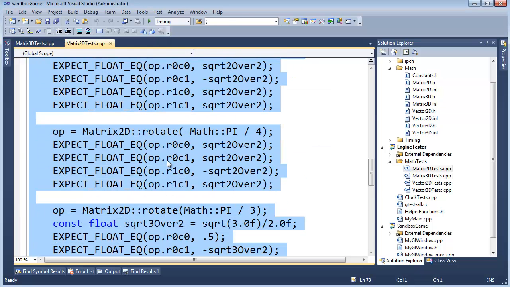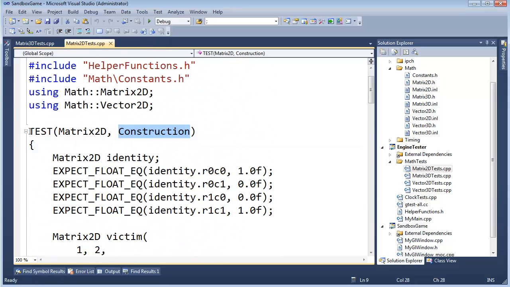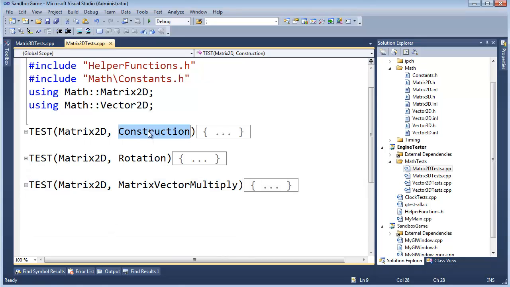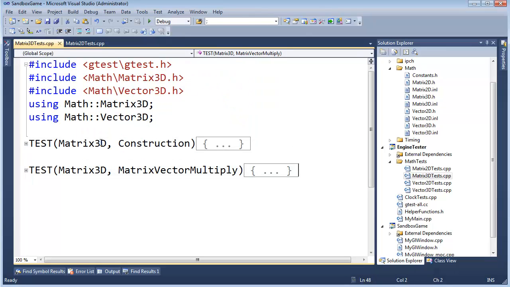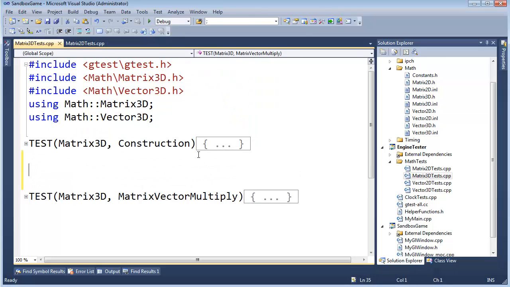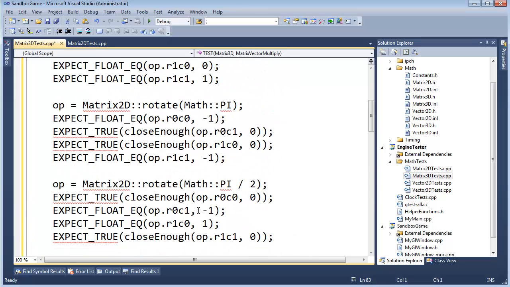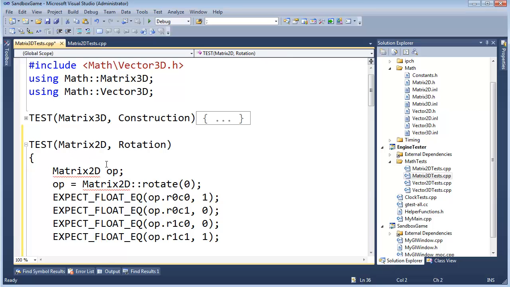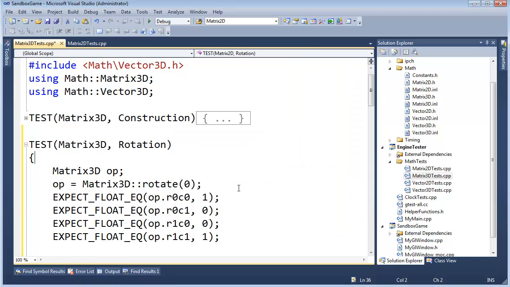Let's be consistent with our formatting here, though, because we have rotation, we have construction. I can collapse these like this. We have construction, rotation, matrix vector multiply. So let's keep that consistency here with 3D tests as well. Construction, rotation, and matrix multiply. And then Control H, everywhere you see Matrix2D, replace it with Matrix3D. Match case, match whole word, replace all.